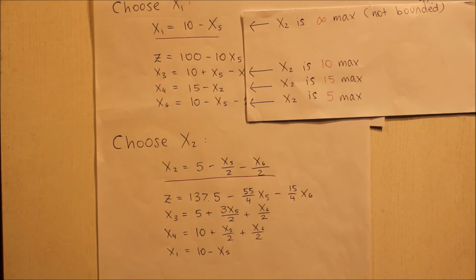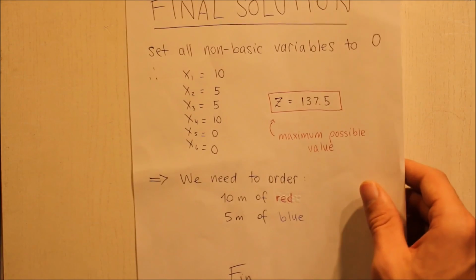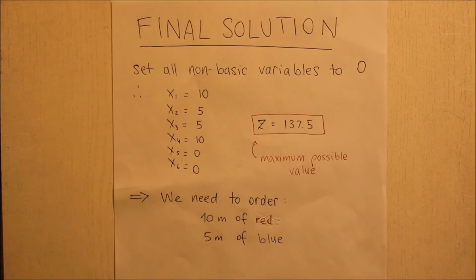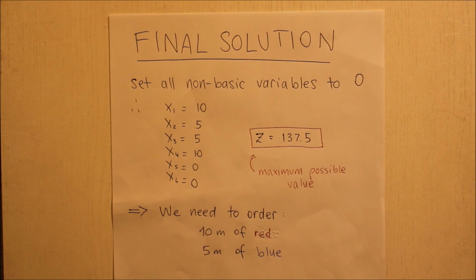Now we are left with no more variables with positive coefficients in the objective function, so we have reached the optimum solution. To complete our example, we set the non-basic variables to 0, which achieves a maximum amount of sponsorship of 137.5 pounds. To obtain this, we need to choose 10 meters of red tinsel and 5 meters of blue tinsel. This concludes the simplex method.